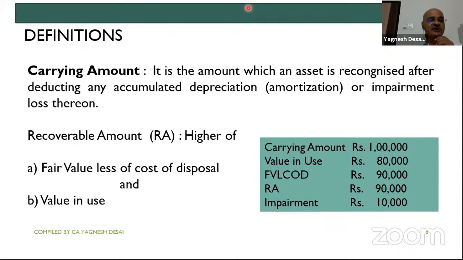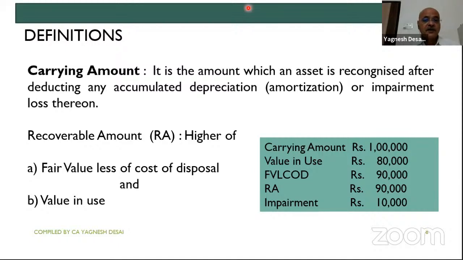ओके फाइन, ठीक है. So we need to compare like this: fair value less cost to sell, use either of these, and then you pass an entry. Don't forget to account for the deferred tax. दोस्तों मैंने आपको कहा कि either it could be reversal of a deferred tax liability, as the case may be, or creation of the deferred tax asset afresh. Don't forget about that, it's very important.